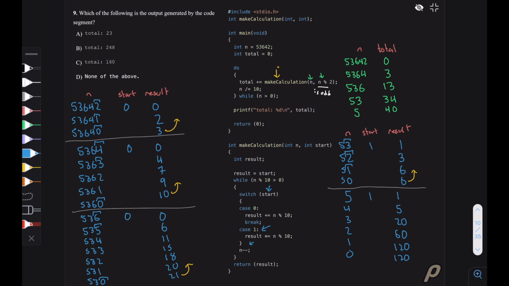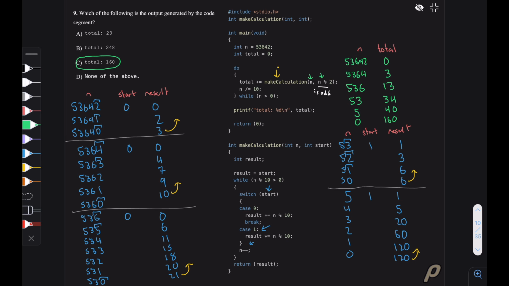Now we're at 0, so now 0 mod 10 is 0, greater than 0, no longer true, so then we break out of this, we return this result back up into main, so then we add that to our total, so now our total becomes 160, and we divide 5 by 10, which gives us 0. And so now 0 is no longer greater than 0. So that means we're finally done with the problem, and we print out our total, which is 160.